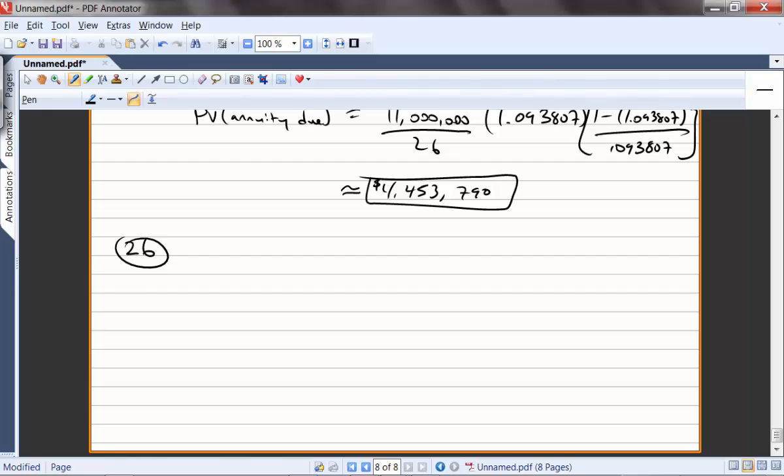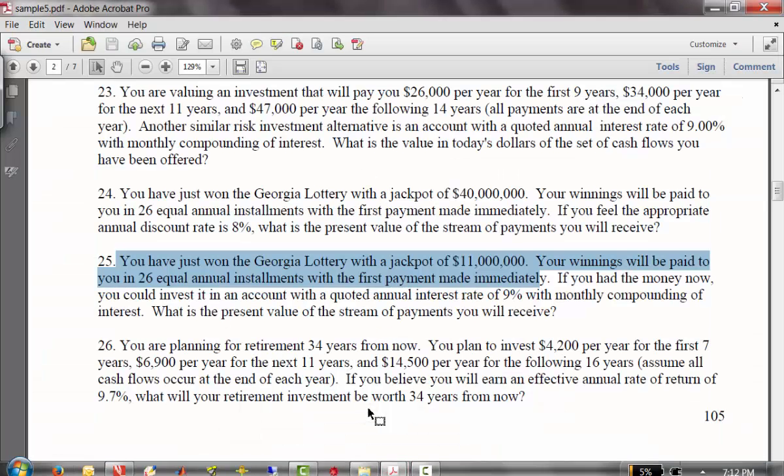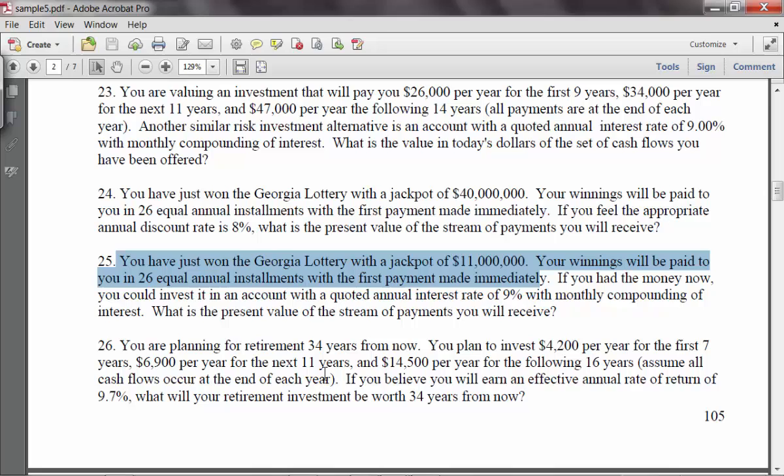And 26, you're planning for retirement 34 years from now. You plan to invest $4,200 per year for the first 7 years, $6,900 per year for the next 11, $14,500 per year for the following 16. Assume that you're going to do all the investments at the end of each year. Every time you put money in, it's going to be at the end. If you believe you will earn an effective annual rate of return of 9.7%, what will your retirement investment be worth 34 years from now?